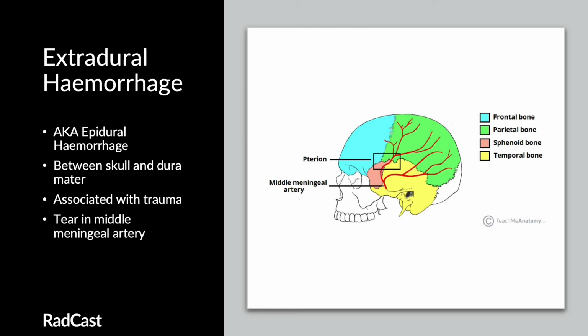The pterion is a point in the skull whereby the frontal, parietal, sphenoid, and temporal bones all meet, and it's a weak point. It overlies the middle meningeal artery, and so when you've suffered trauma to this area, it can lead to a fracture of the parieto-temporal region, which can cause a tear in the middle meningeal artery and lead to an arterial bleed. And this is what happens in an extradural hemorrhage. You get some trauma, your middle meningeal artery tears, and you suffer an arterial bleed.